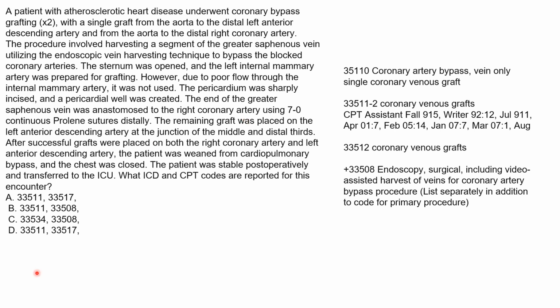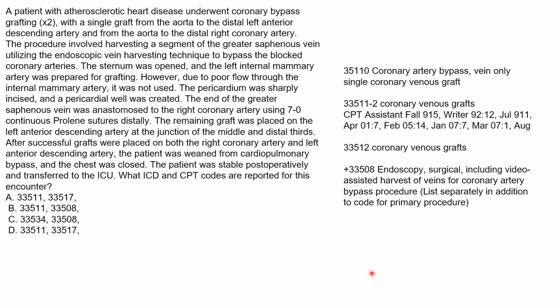taken the graft material from the saphenous vein. How did they do that? By endoscopy. And the internal mammary artery also they were trying to take, but there was not good flow, so they did not take the internal mammary artery. Now we have enough information. CABG is done with two venous grafts. The material is saphenous vein, and that has been endoscopically harvested.